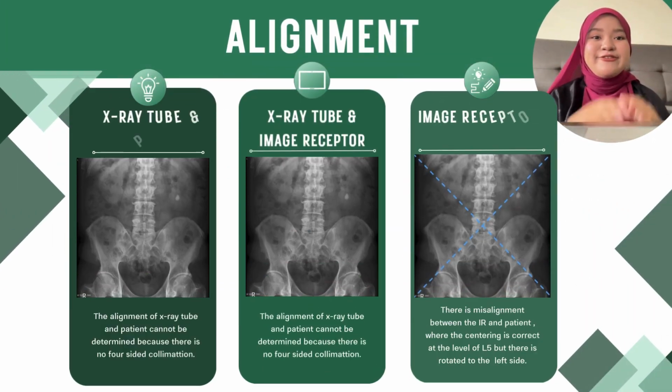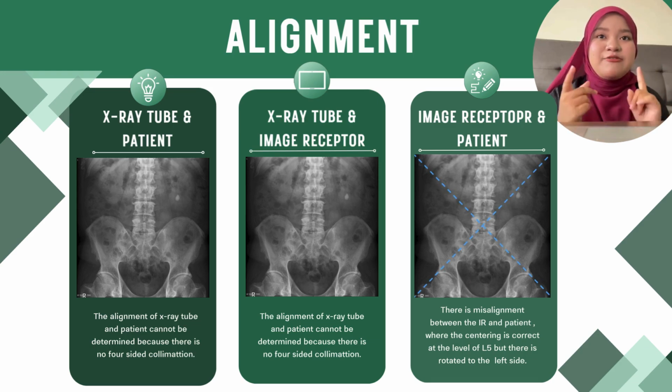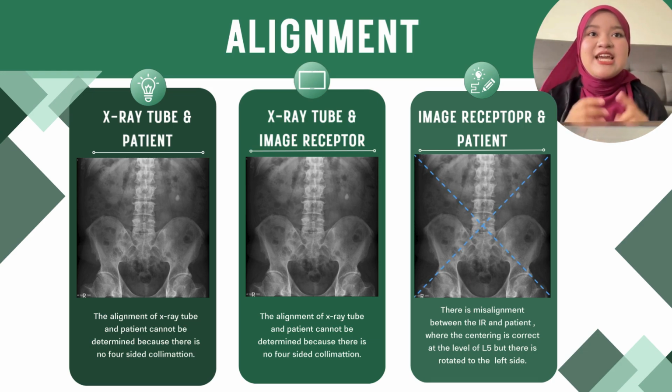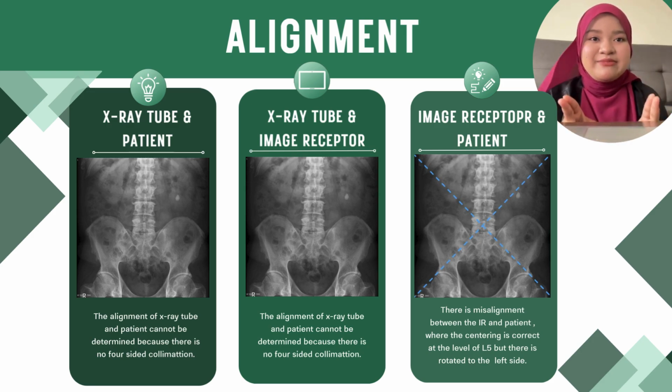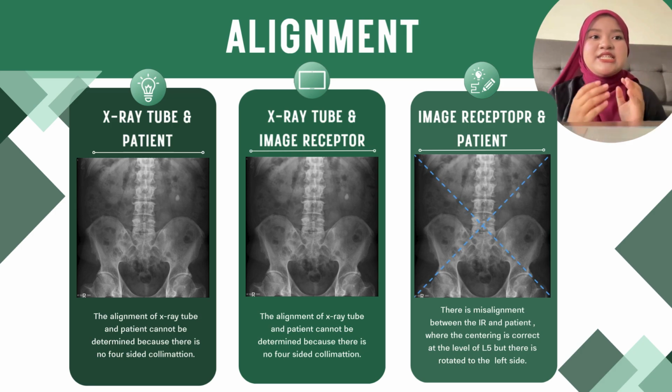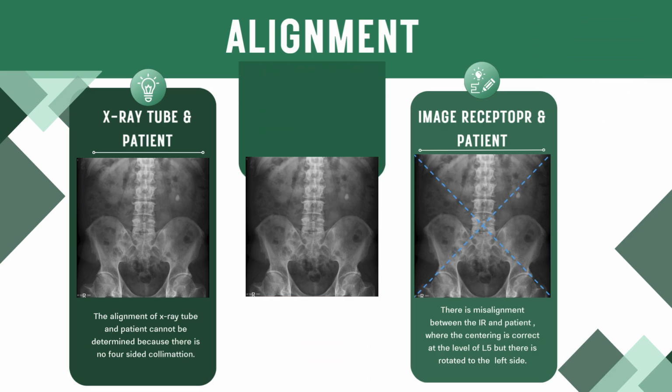So now we have another A, which is alignment. First is the X-ray tube and the patient. Second is the X-ray tube and the image receptor. Both of these alignments cannot be determined because there is no focal collimation. The third is the image receptor and the patient. There is misalignment between the IR and the patient, where the centering is correct at the level of L5, but the patient is rotated to the left side.